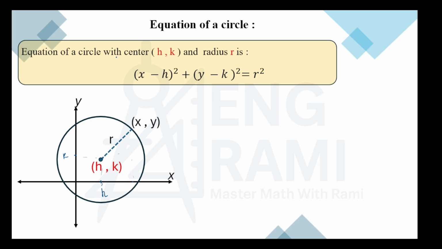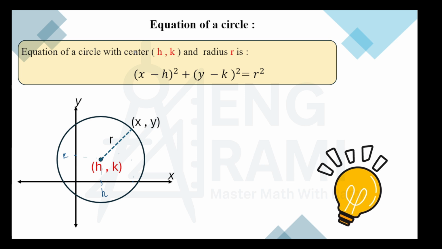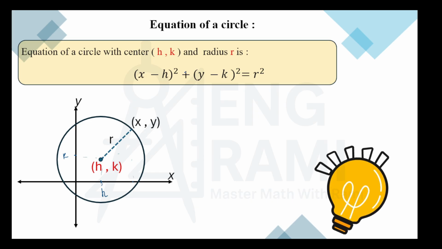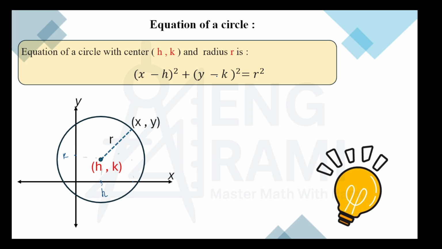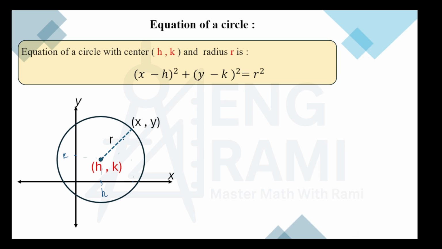So the equation of the circle in its standard form is (x minus h) squared plus (y minus k) squared equals the radius squared. Let us prove this. In order to do that, we have to find this distance.